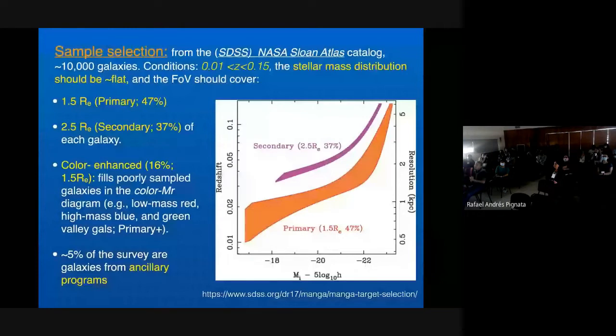And in order to fill poorly sampled regions of the color magnitude diagram, for example, low mass red galaxies, high mass blue galaxies or green valley galaxies, a color enhanced subsample was also planned, which is 16% of galaxies, covering up to 1.5 effective radii. So this is more or less the distribution of the galaxies in the redshift magnitude sample. The secondary sample, of course, goes to higher redshift because it has to cover a larger field of view of galaxies.